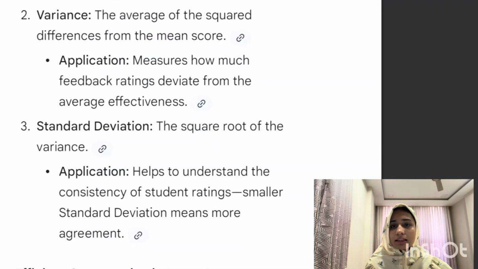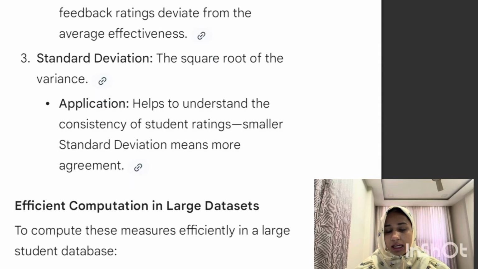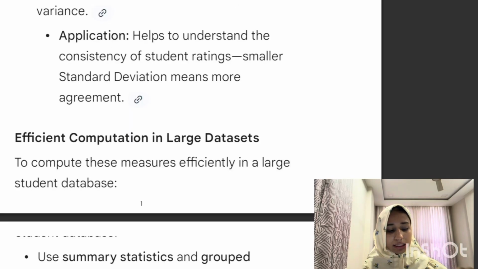Then variance, the average of squared differences from the mean score. Its application measures how much feedback ratings deviate from the average effectiveness. And the standard deviation, which is the square root of the variance, helps to understand the consistency of student ratings. If it has smaller deviations, it means there is more agreement. So these are the three commonly used statistical measures.